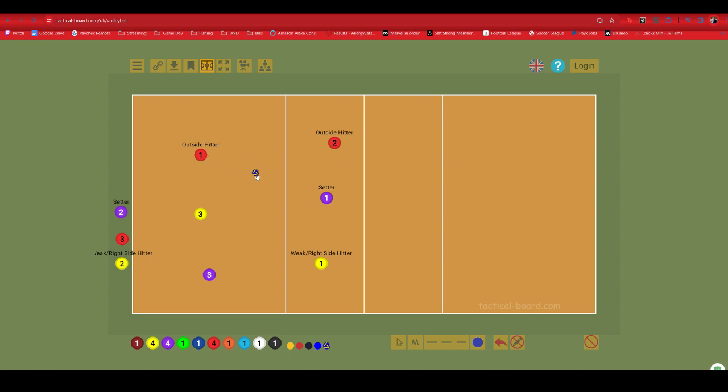Anytime they hit it to us, we're attempting to hit it to the setter so they can set a hitter. So you always want to bump, set, and spike. That's it.